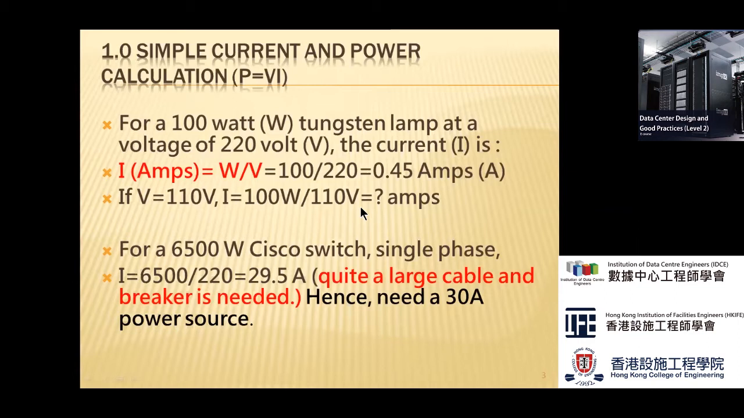Now let's look at another example. If we have a 6,500 watt Cisco switch or server, single phase, so I equals 6,500 divided by 220 volts, equals 29.8 amps. Now 29.8 amps is almost close to 30 amps, and the cable size could be reasonably large, and a larger breaker is needed. Hence, we need a 30 amp power source.